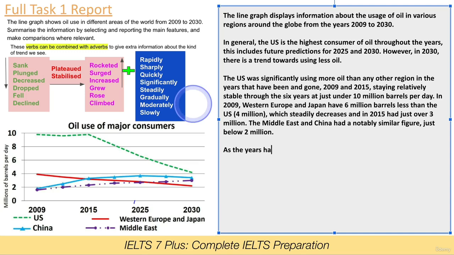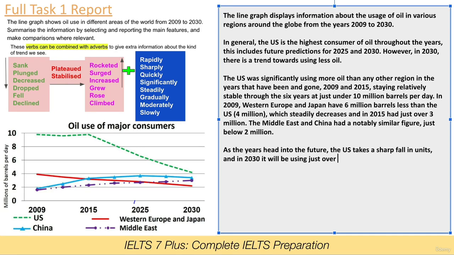As the years head into the future, let's talk about this drop from the US. The US takes a sharp fall in units, and in 2030 it will be using just over 4 million barrels per day, similar to Western Europe and Japan in 2009. We're making comparisons now. Okay, so we're opening this up. What else is happening?